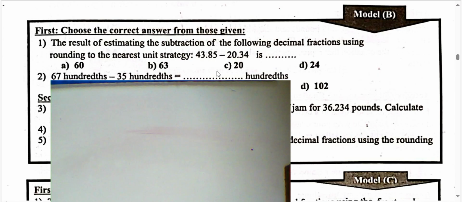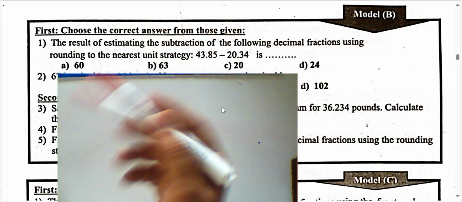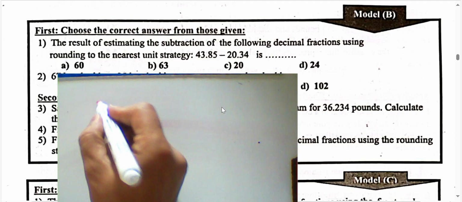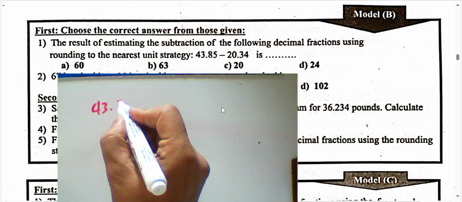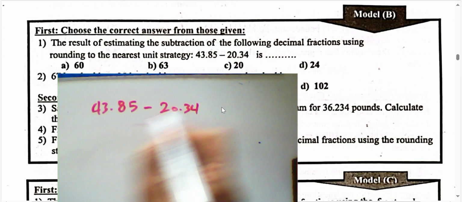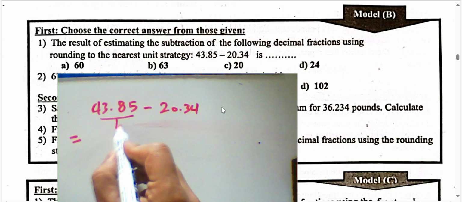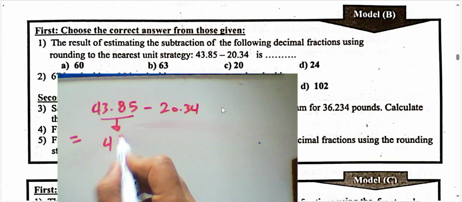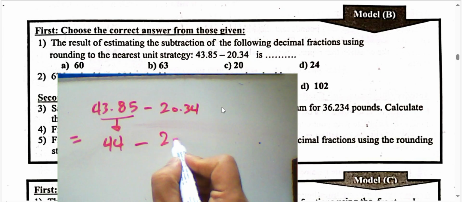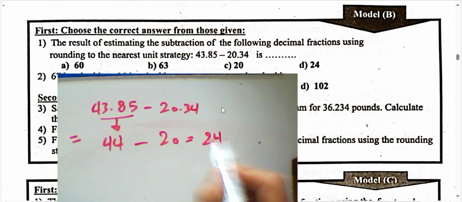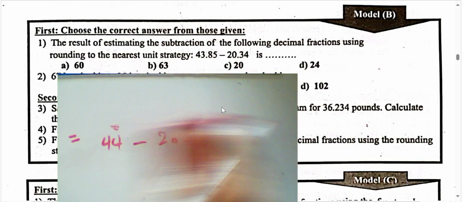Model letter B is the result of estimation, using the nearest unit strategy. We have 43 and 85 hundredths subtract 20 and 34 hundredths. We can approximate these numbers to the nearest unit. 8 can give 1 to 3, it will be 44. 3 can give 1, it will be 20. Then the difference between them: 4 minus 0 equals 4, and 4 minus 2 equals 2. The answer will be letter D, 24.